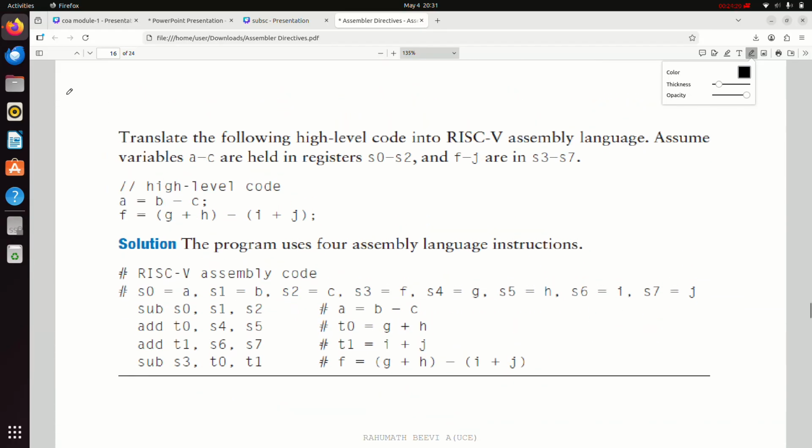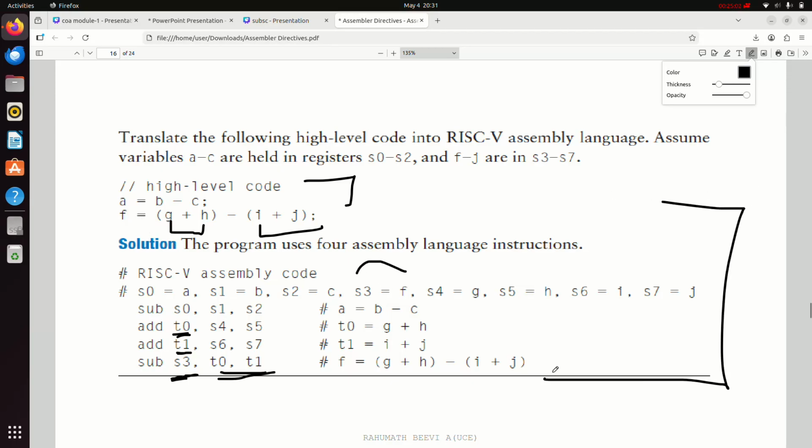Now the next question is that you have to transform this high-level code into assembly language code. So here, b and c I am going to subtract, and I am going to put that result into a, where a is stored in a saved register, b is also a saved register, c is also a saved register. So I am subtracting b and c, and that value I am putting here. Now here g plus h are in saved registers. Their values I am adding and putting in a temporary register t0. Similarly, i and j I am adding and putting in a temporary register t1, and t0, t1, these temporary registers I am subtracting to put the result in a new saved register, that is s3, that is f. Fine, f is s3, as given here.